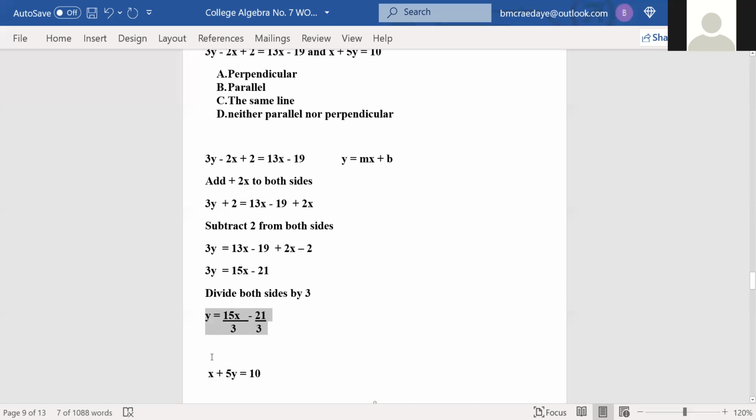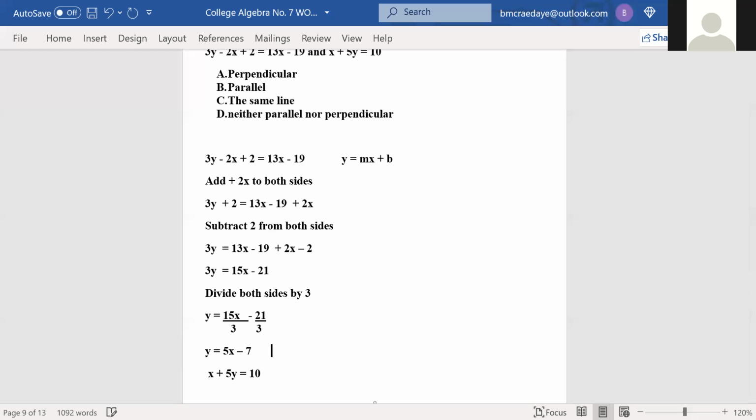Okay, now what do I have? What's 15x over 3, Latoya? 5x. That's it. y equals 5x. And what's minus 21 over 3? Minus 7. Very good. So the little y is 5x minus 7.